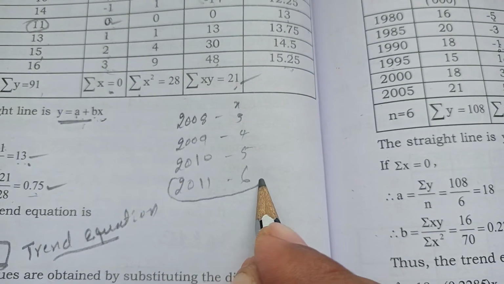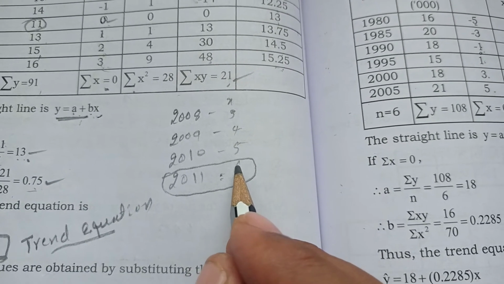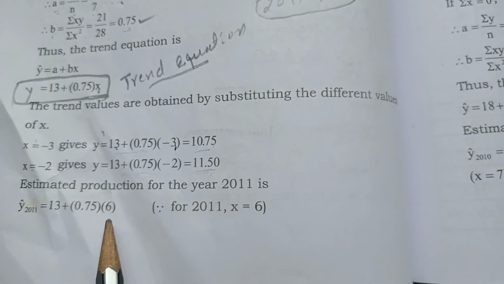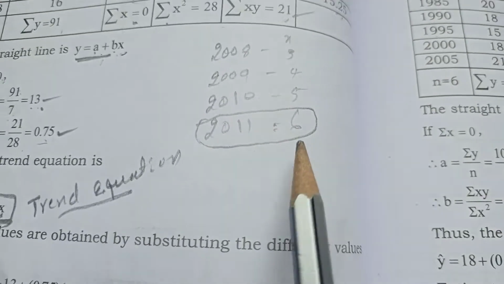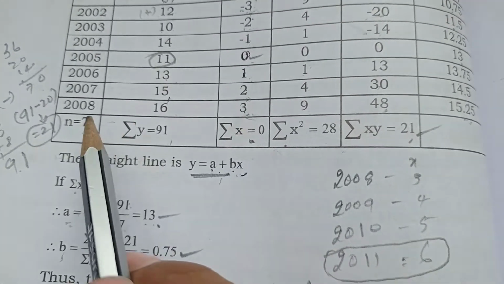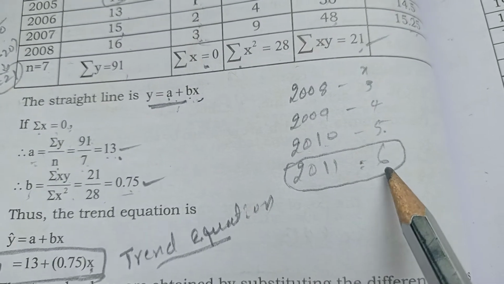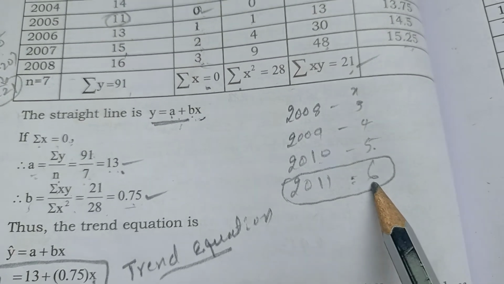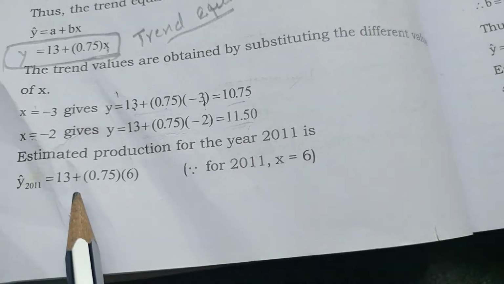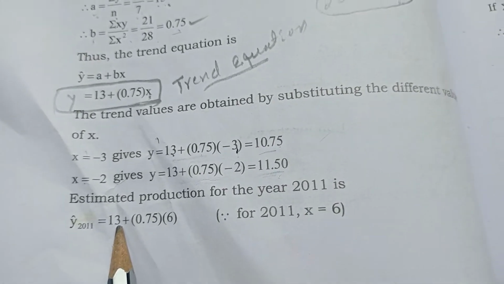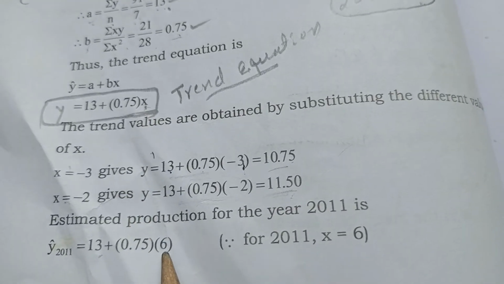So 2011, what is the x value? It is 3. Sorry, it is 6. Here 2008 is 3, 2009 is 4, 2010 is 5, 2011 is 6. Then what is the value of x? The x value in 2011 is 6. So what is the trend equation? 13 plus 0.75 into what is the x value? X value is 6.